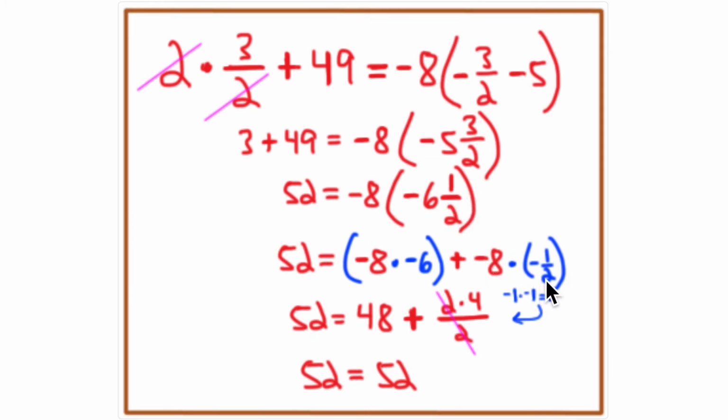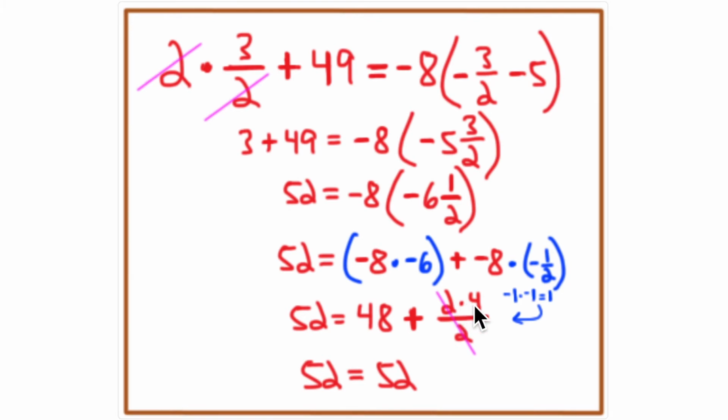So negative 8 times a negative 1/2. And here I'm just showing you that the opposite of a negative 1 is a positive 1. So negative 1 times a negative 1 is a positive 1. So then you can look at this as 8 times 1/2. And 8/2 is equal to 4.